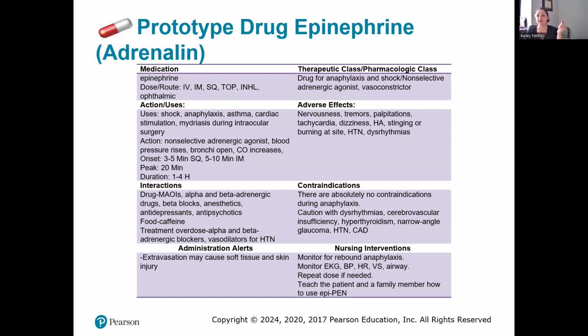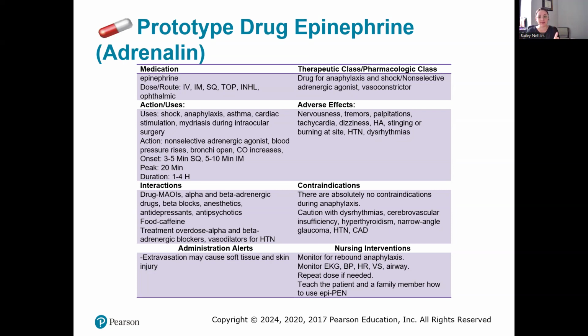Side effects. I don't know if everyone knows what a shot of adrenaline is like. It's just called adrenaline. They've all seen it on TV. You get nervous, you get the shakes, palpitations, feel like your heart's running away, tachycardia, dizziness, headache. It can hurt at the injection site, high blood pressure because it's vasoconstricted too much, dysrhythmia.